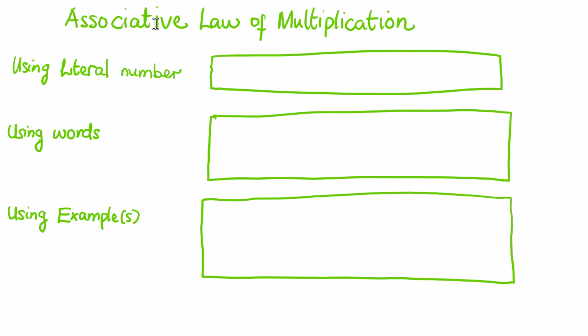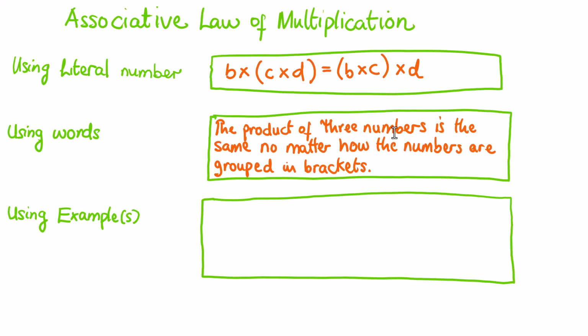The next law is the associative law of multiplication, where using literal numbers, it states here that B multiplied by parentheses C times D is equal to parentheses B times C, all multiplied by D. And looking at how this is reflected in words, it states that the product of three numbers is the same no matter how the numbers are grouped in brackets.